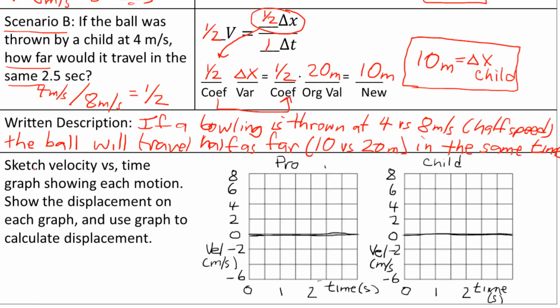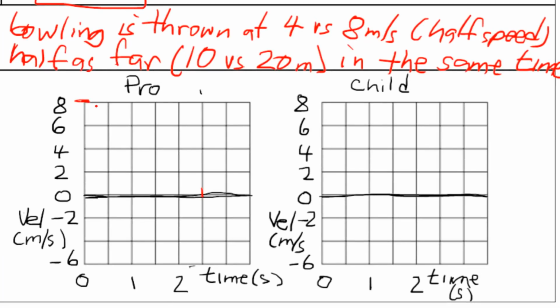In this last section, we need to sketch a velocity versus time graph for each motion. We can show that displacement on the graph and then use the graph to calculate the displacement. Let's first look at the pro. The pro was throwing the ball at 8 meters per second and it rolled for 2.5 seconds. So that pro is throwing the ball like that. That describes the velocity of the ball. We'll assume that as it goes down the lane, it doesn't lose any speed. For the child, the velocity is 4 meters per second, again for 2.5 seconds.